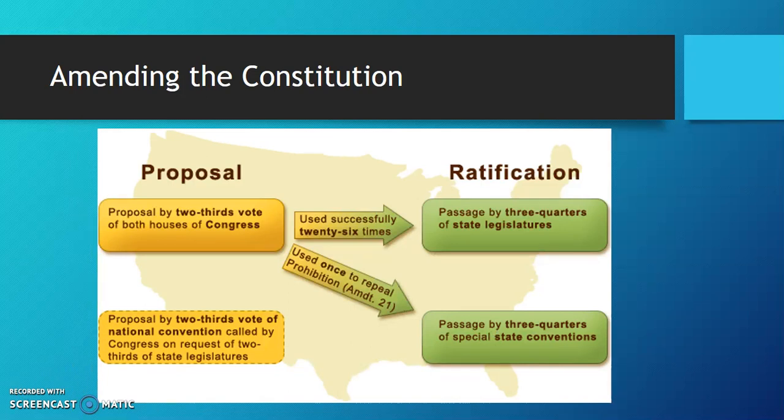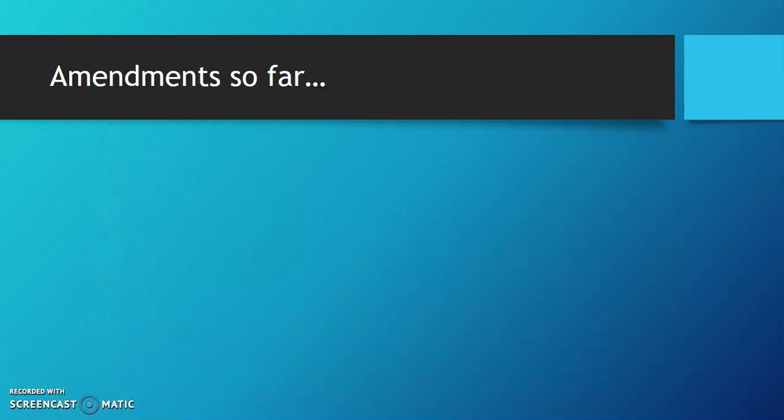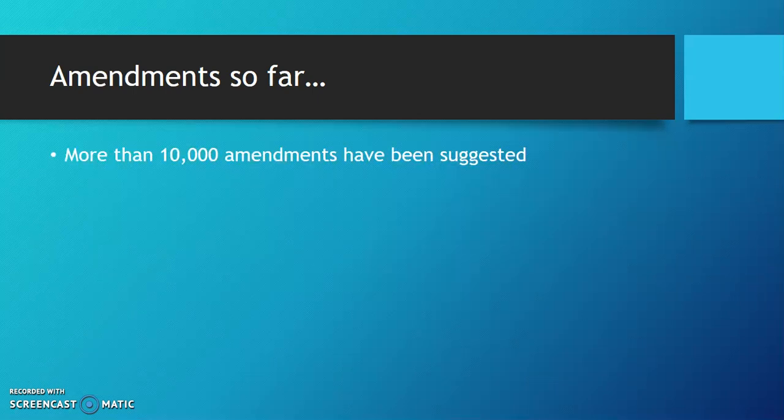Once again, this is just a different graphic to give your eyes another image of how we can amend the Constitution. As you can see here, proposal by 2/3 vote of both houses of Congress has been done 26 times, and then it's been passed by state conventions only once. So it's important to know that more than 10,000 amendments have been suggested, but they are very, very hard to pass, as only 27 have been approved and have successfully gone through the process.